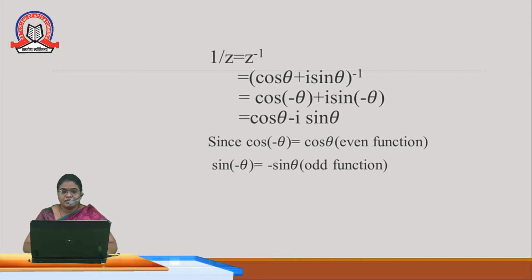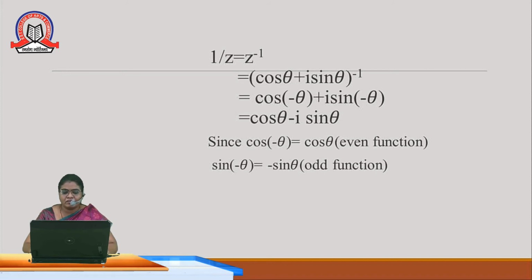Now what is the inverse of any complex number? How do we use de Moivre's theorem for it? 1 by z we will write as z inverse, (cos theta plus i sin theta) whole inverse, equal to cos of minus theta plus i sin minus theta, using de Moivre's theorem.